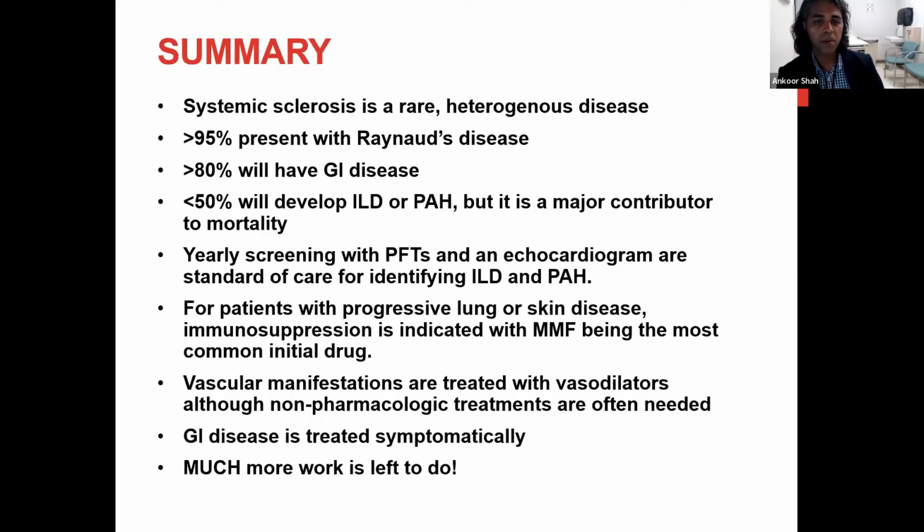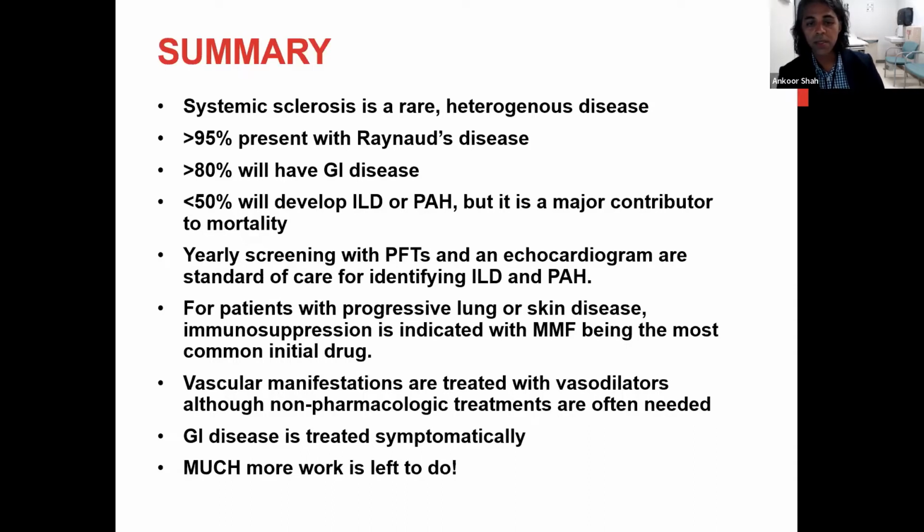For patients with progressive lung or skin disease, immunosuppression is indicated, with mycophenolate mofetil or CellCept being the most common initial drug. Vascular manifestations are treated with vasodilators, although non-pharmacologic treatments are often needed. And I will add, I often send patients to the website www.raynauds.org. I find this to be an incredibly helpful site. They even have products that they partner with that can be helpful as non-pharmacologic treatment for Raynaud's.